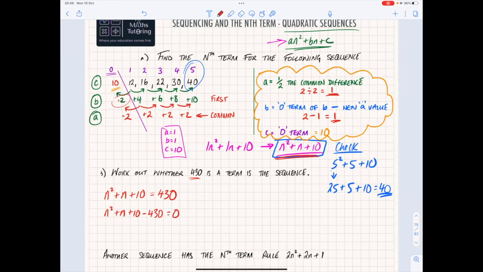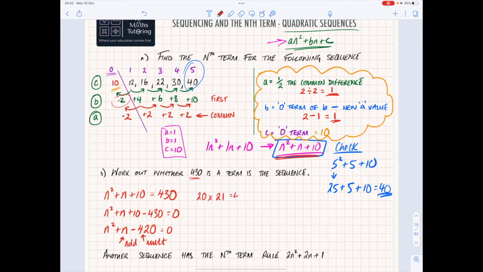If you're not sure how to solve a quadratic, go back and watch the videos I've done on solving quadratics, because that will help you. So n squared plus n, and then 10 minus 430 is minus 420. What we're looking for here is two numbers that add to give me 1 and multiply to give me negative 420. So you've got to think about what factor pairs would give you those values. It's not the easiest to think about, but if you do a little bit of working out, you can figure out that 20 and 21 are my two values.